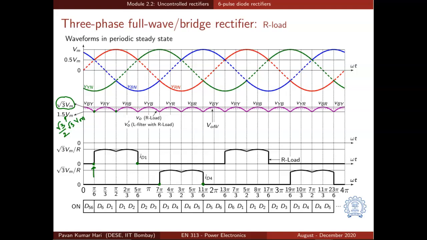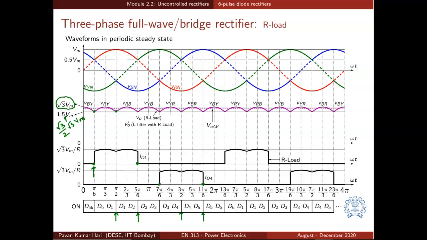Similar observations can be made for the pairs D2 and D5. See, D2 starts conducting at 90 degrees and D5 starts conducting at 270 degrees, that is 180 degrees later. D3 starts conducting at 150 degrees and D6 starts conducting at 330 degrees, 180 degrees later.